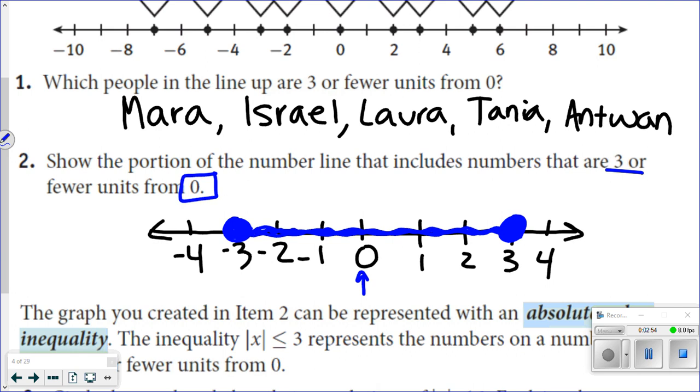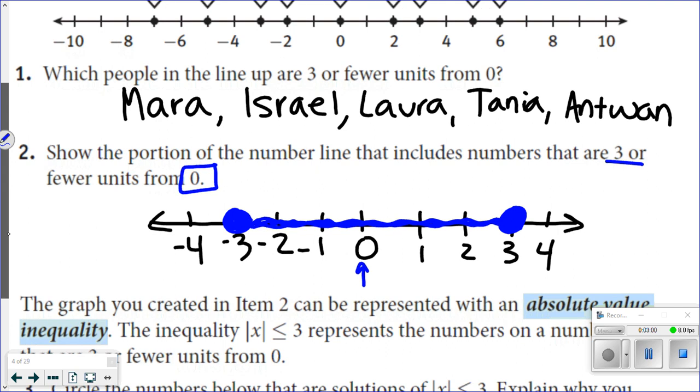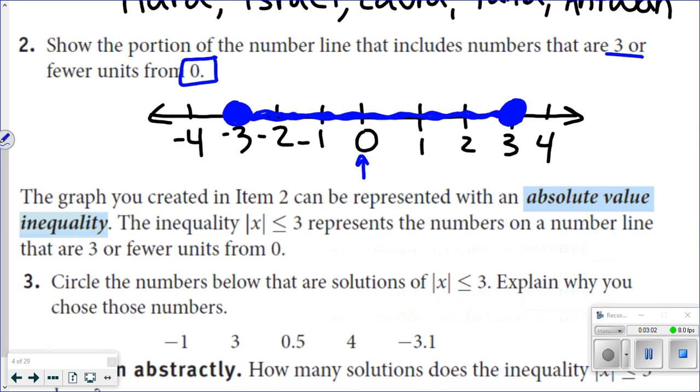So if we look at this graph, it can be represented by an absolute value inequality. So this inequality right here, the absolute value of x is less than or equal to 3, represents the numbers on the number line that are 3 or fewer units away from 0. And how do I know it's 0? Because there's not a number inside my absolute value bars with the x. Okay, so look at your sign. It's less than or equal to 3 units away from 0.